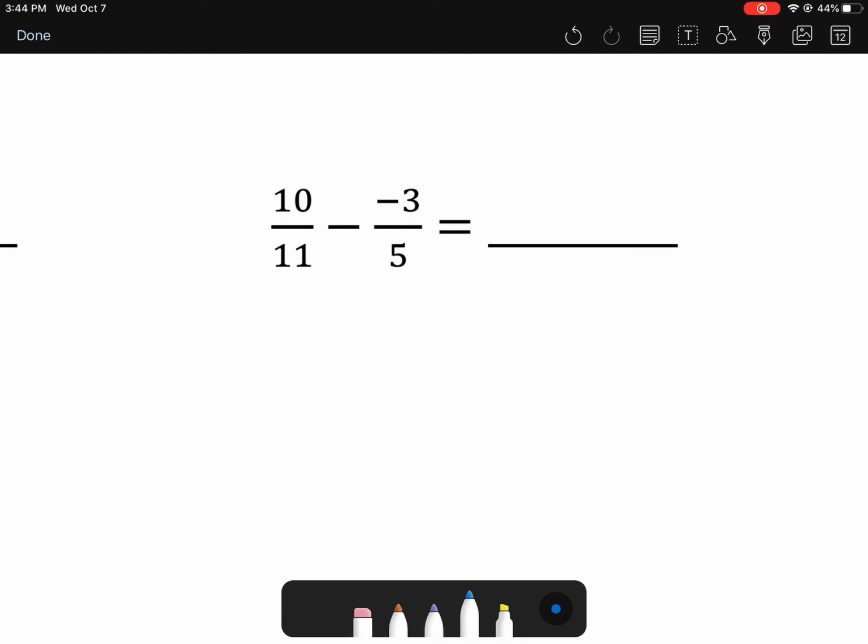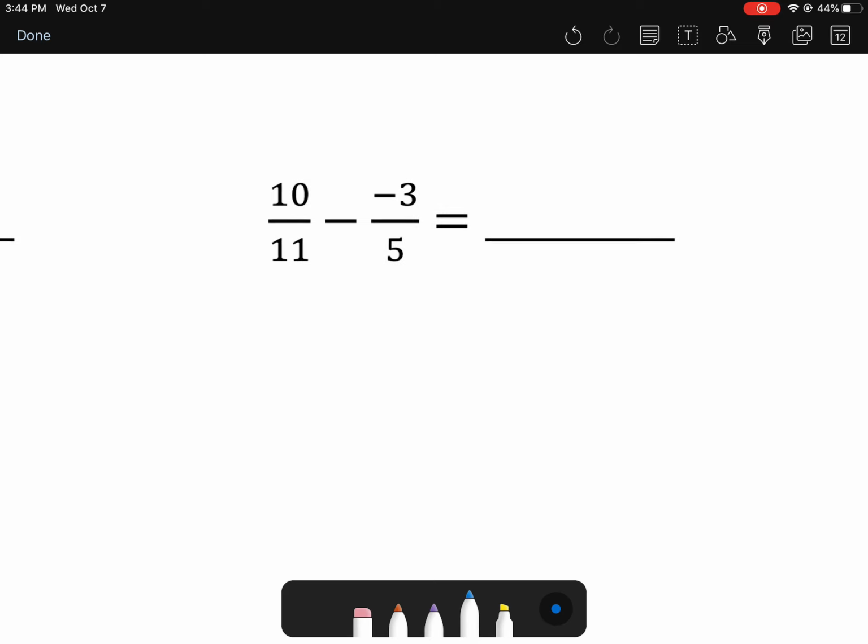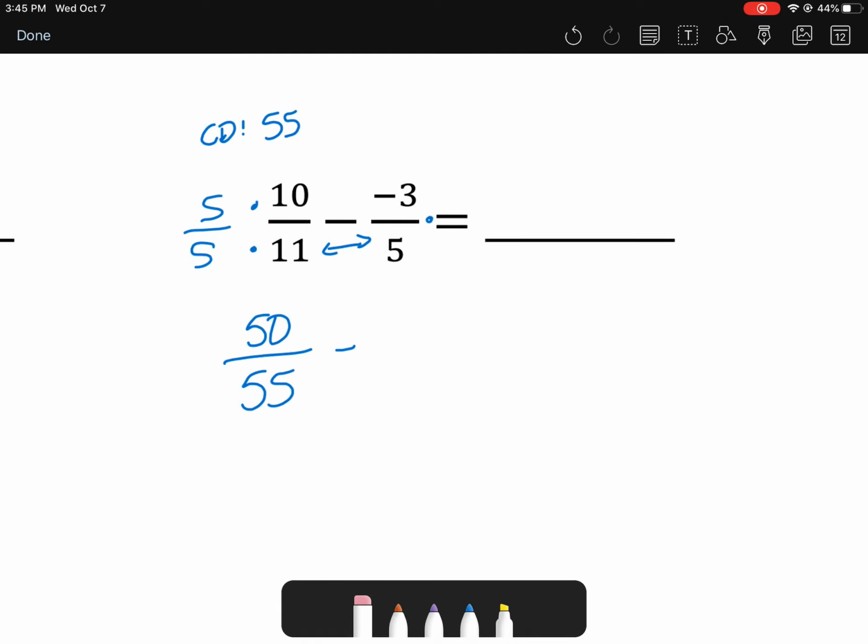This one. Again, I do need to make sure I get a common denominator. For this one, again, I can multiply 11 and 5 and get 55. I'm going to multiply the top and bottom of this one by 5 to get 50 over 55. And then of this one over here, I'll be multiplying by 11. Negative 3 times 11 is negative 33. And 5 times 11 gives me 55.